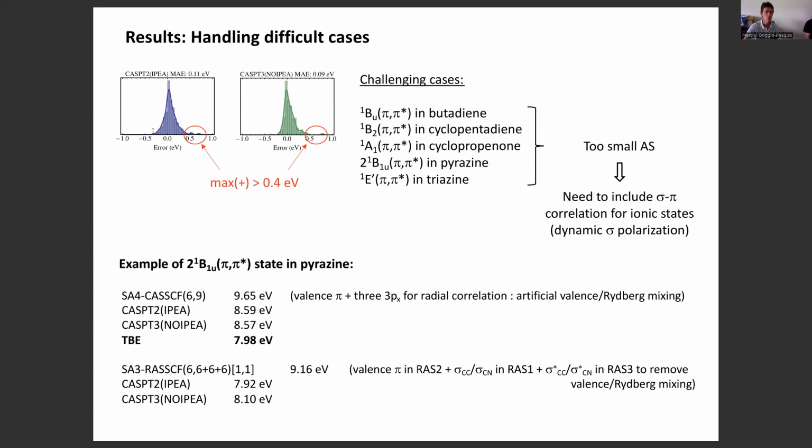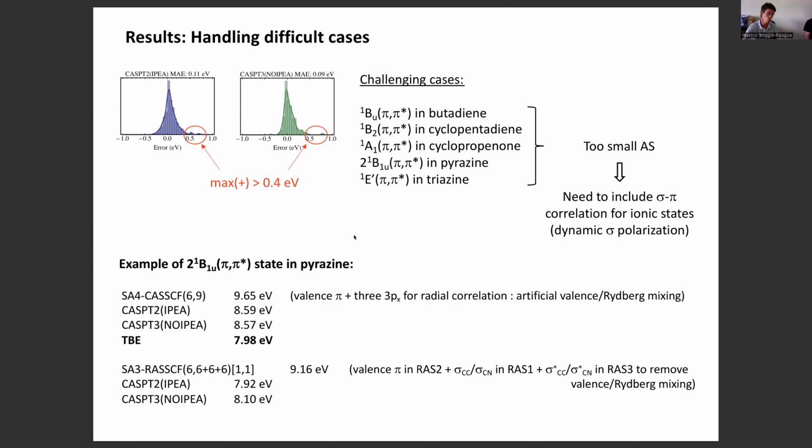If we look at the error distributions for the CASPT2 and CASPT3, we see that there are a number of transitions for which we still have very large errors, with deviations above 0.4 electron volt. And I report here the list of these excited states which cause this kind of problem. So they are all pi-pi star transitions, and these pi-pi star transitions are in fact ionic, corresponding to ionic states for which the active space that we chose, mainly valence pi active orbitals, is insufficient.